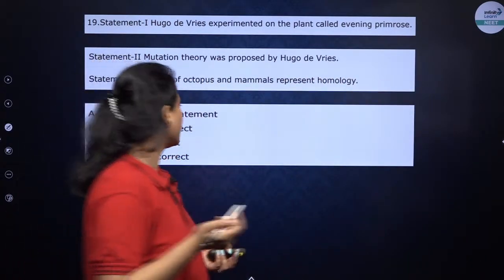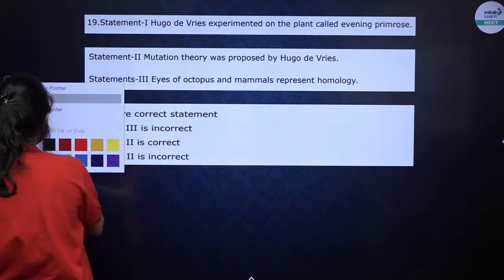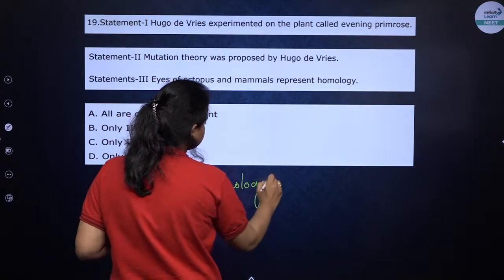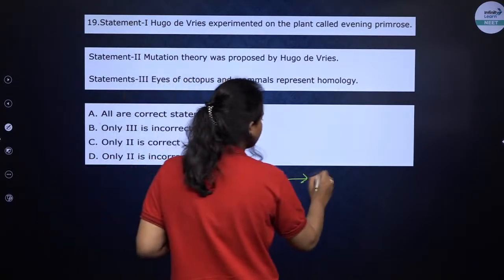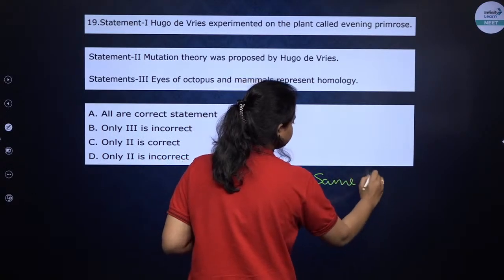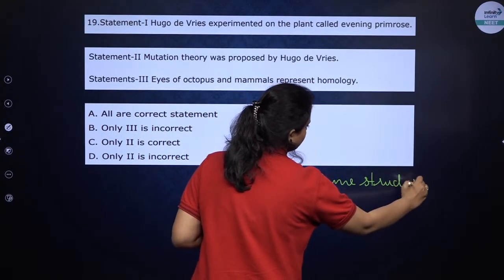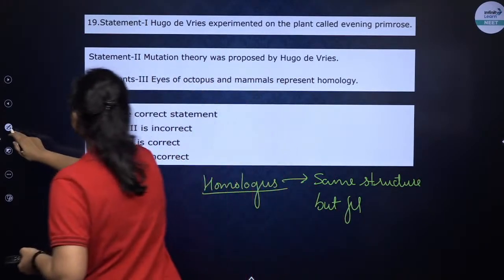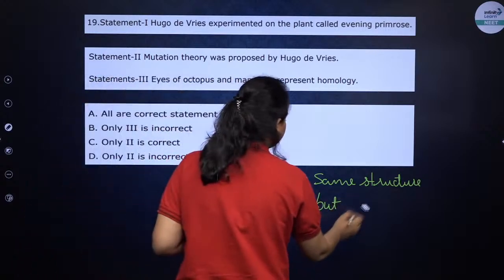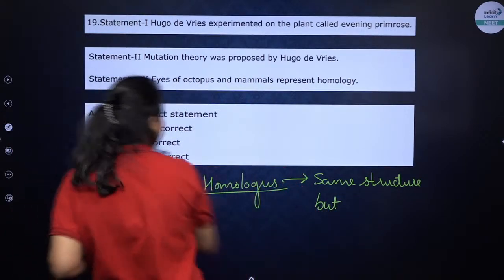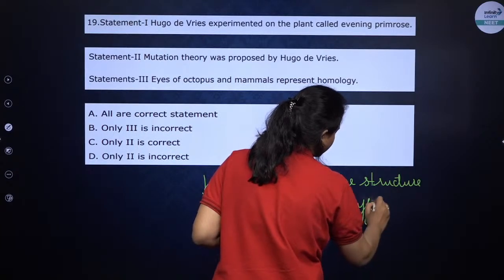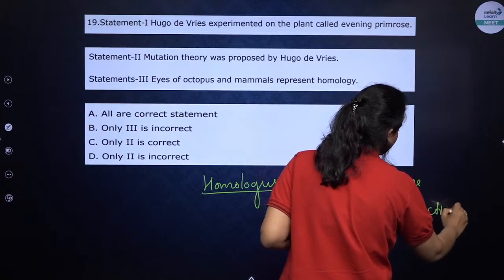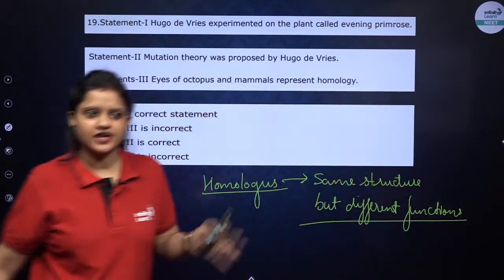What do you understand by homologous organ? Let's write it down. Homologous organs will have the same structure but different function. Same structure but different function. Right, same structure but different functions.